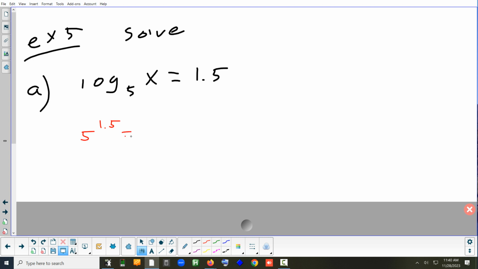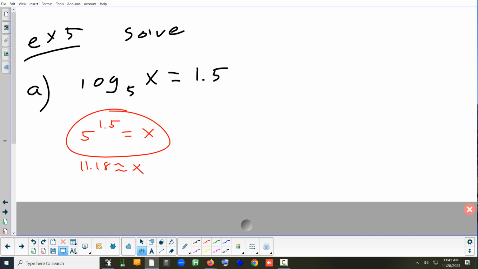And what ends up on the other side? Yeah. x, your argument. Now you just type that in and do it out. 5 to the 1.5 power. If it gets too big, I would just leave it as 5 to the whatever power. Like if it was 5 to the 30th power, I wouldn't write that out. It's going to be too big. 11.18. About 11.18.